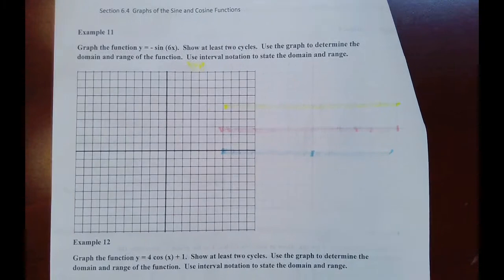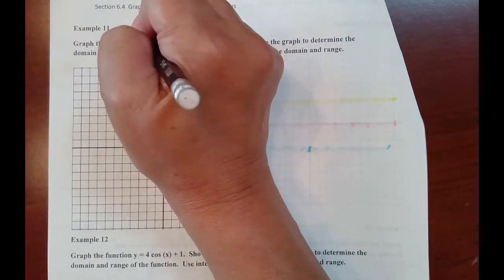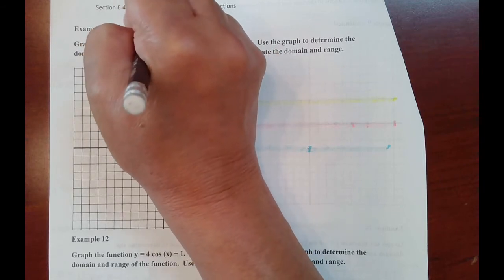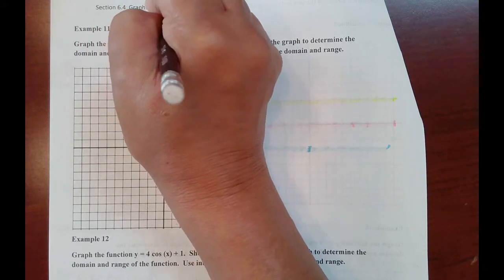Okay, let's go to number 11. Number 11 has another reflection. Again, notice that the a value here is negative. You are going to reflect over the x-axis.